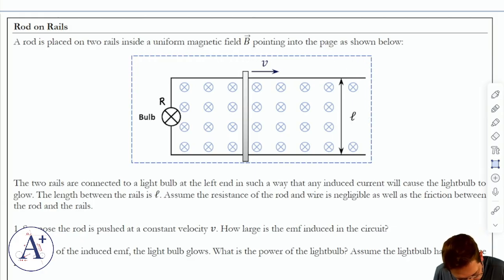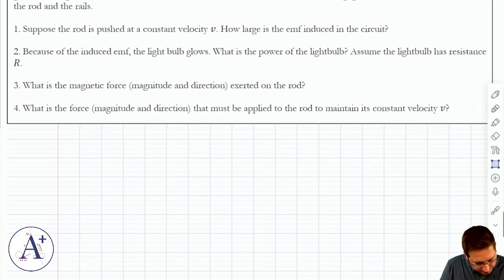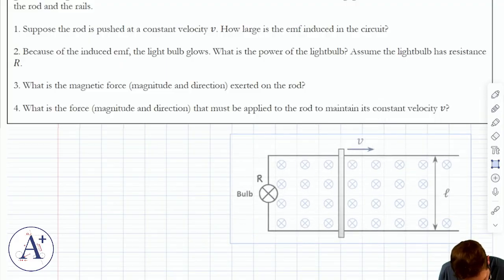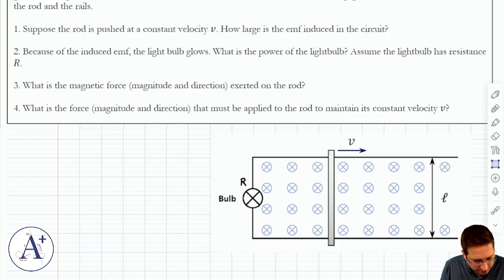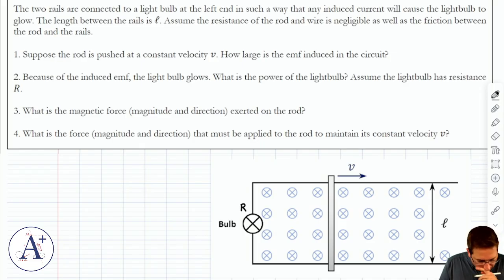So let's take this thing here. Let's make a copy. And let's talk through what happens. Okay. So we are told that the two rails are connected to a light bulb in such a way that any induced current will cause the light bulb to glow, just like the previous problem. Should any current flow through this loop, it will flow through the light bulb. The light bulb will light up.